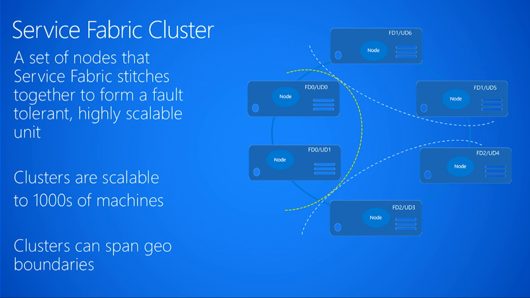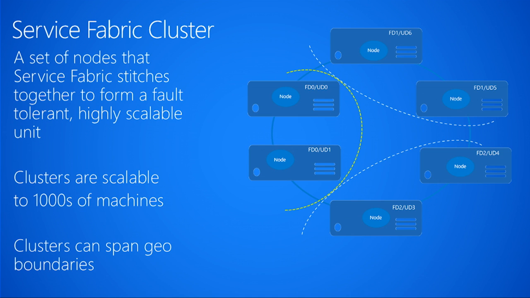The very first one is the Service Fabric cluster itself. A Service Fabric cluster is a set of machines, which could be physical machines or virtual machines, and these machines get stitched together to form a reliable, fault tolerant, and highly scalable unit, and this unit is called a cluster. In Azure, for example, we are able to query the topology of all these VMs, and then form a cluster based on the topology of these machines.